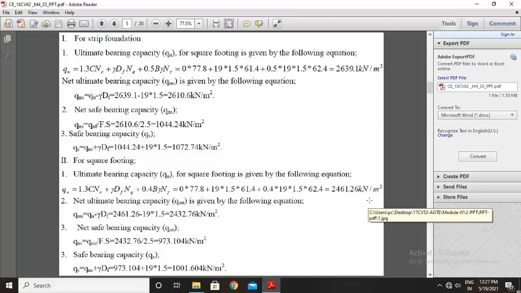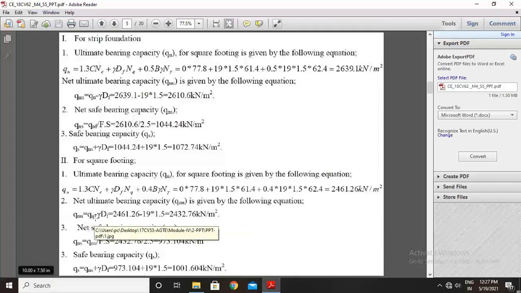Then next step, we calculate net ultimate bearing capacity, given by the following equation: QNU equal to QU minus gamma into Df. So here ultimate bearing capacity 2461.26 minus gamma is 19 into Df is 1.5. We are getting 2432.76 kilonewton per meter square. Next, net safe bearing capacity is given by the relation QNS equal to QNU by factor of safety. So now substitute the values in this equation.